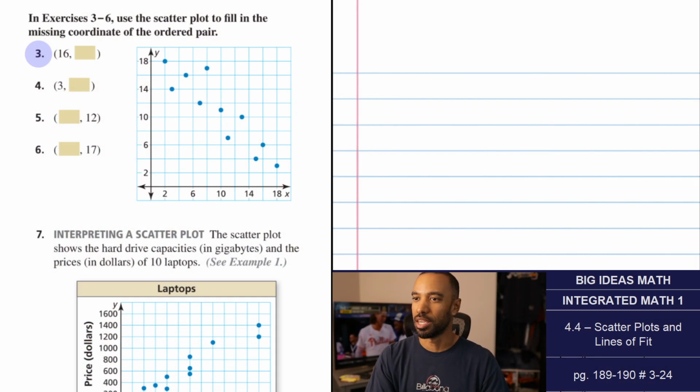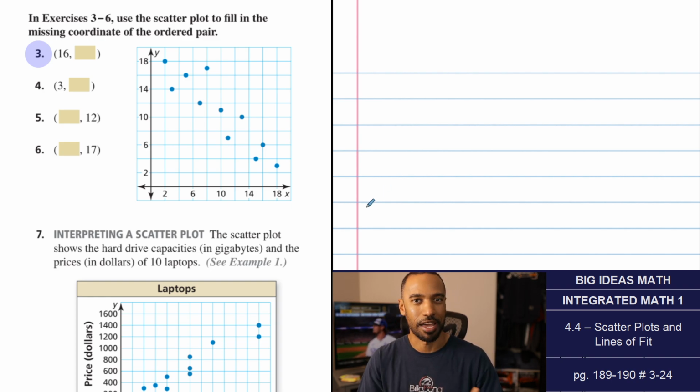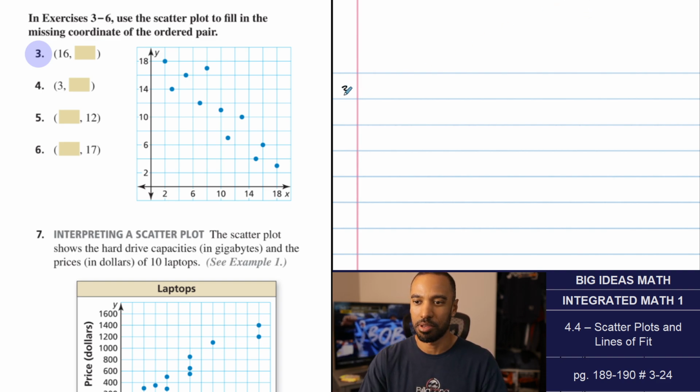Okay, let's begin. In exercises 3 through 6, use the scatter plot to fill in the missing coordinate of the ordered pair. Now this is just as simple as making sure you know how to find points on this thing, and that you can work with a scatter plot. Okay, so these should be pretty simple.